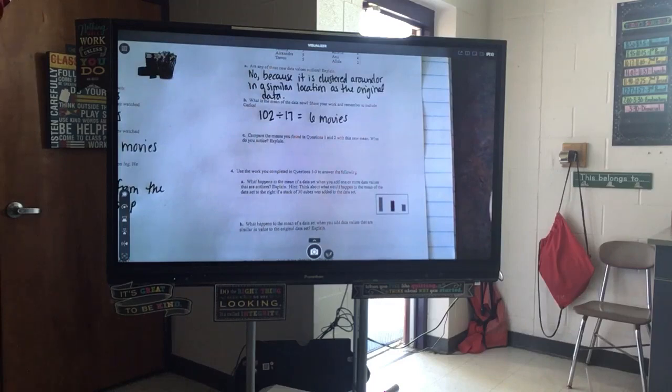Okay, perfect. All right, compare the means you found in questions number 1 and number 2 to this new mean. What do you notice? So what did you notice about our mean in the first question, our mean in the second question, and our mean in the third question? Cooper?